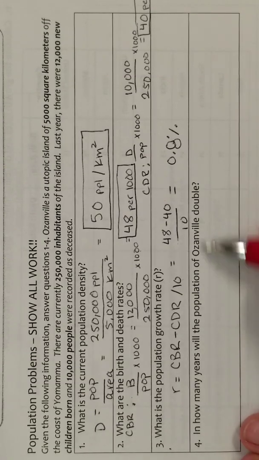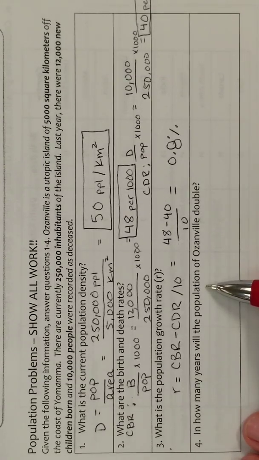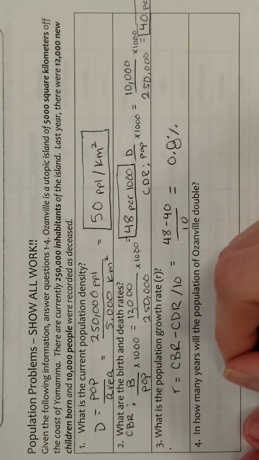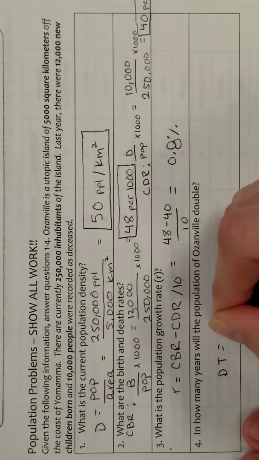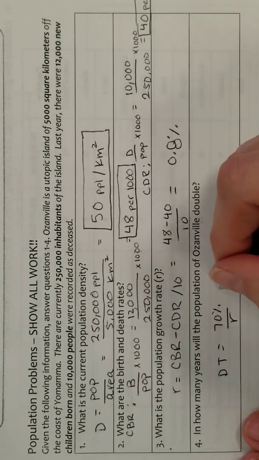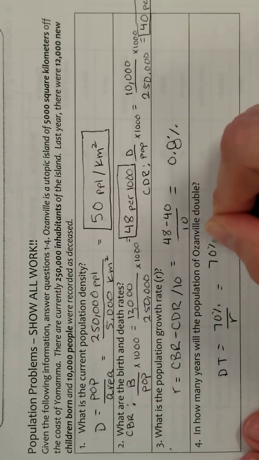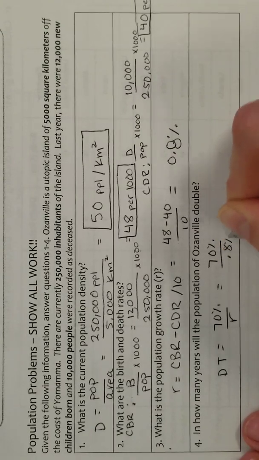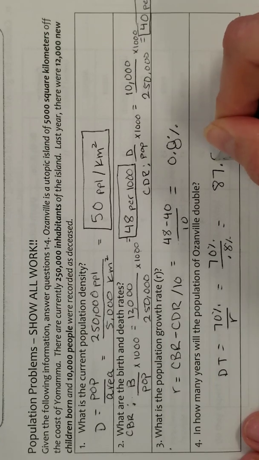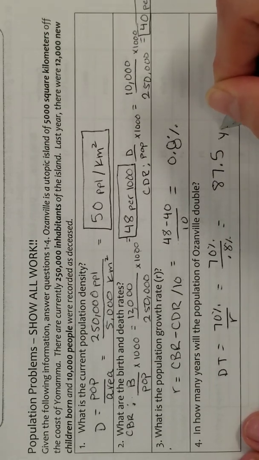Number 4, how many years will the population of my town double? Doubling time equals 70 over our growth rate. For this problem, our growth rate was 0.8%. Our population should double in 87.5. We need a unit. This is years.